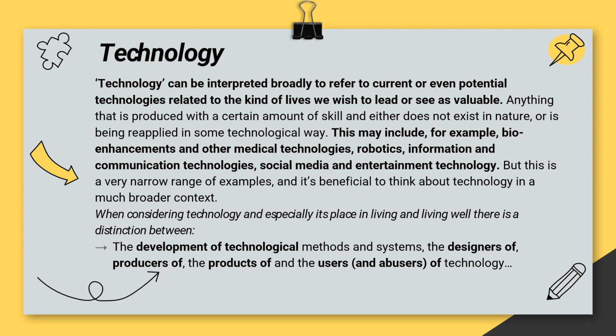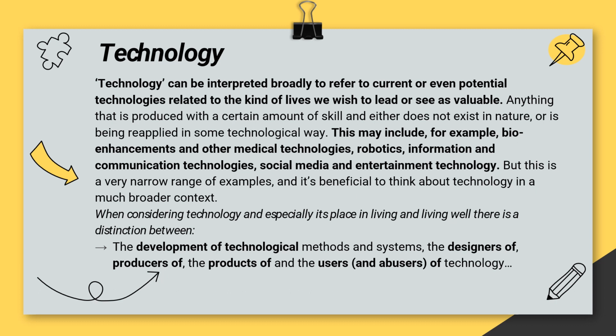When we consider what can be meant by this term technology, the difficulty of giving a one and done, all encompassing answer shows us the breadth of the topic, and that anything that is produced can be seen in some way as a type of technology. So when we're using this term and we're talking about it, it needs to be really overt what is really meant by technology. So a little bit of a definition for you is that technology can be interpreted broadly to refer to current or even potential technologies related to the kind of lives we wish to lead or see as valuable. Anything that is produced with a certain amount of skill and either does not exist in nature or is being reapplied in some technological way.